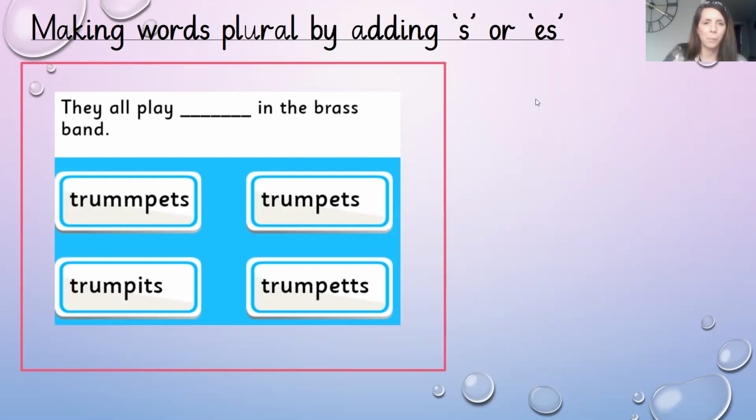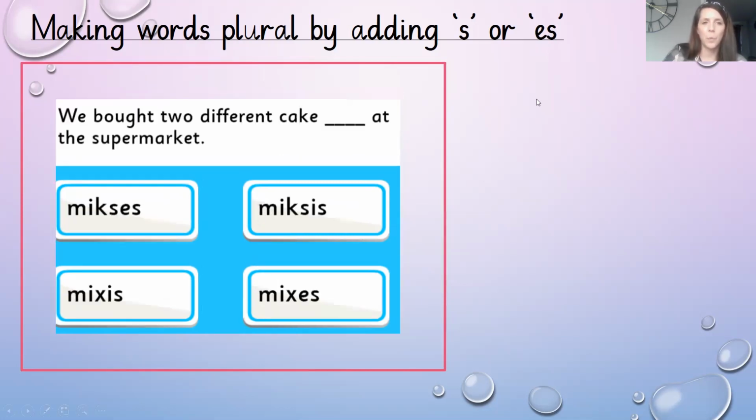Okay, next one. We bought 2 different cake mixes at the supermarket. So which one of those is the correct way to spell mixes? Pause the video and write down the correct spelling for mixes. Okay, so the correct way to spell mixes is this one. It ends in a X, so we add ES to make mixes. Well done.